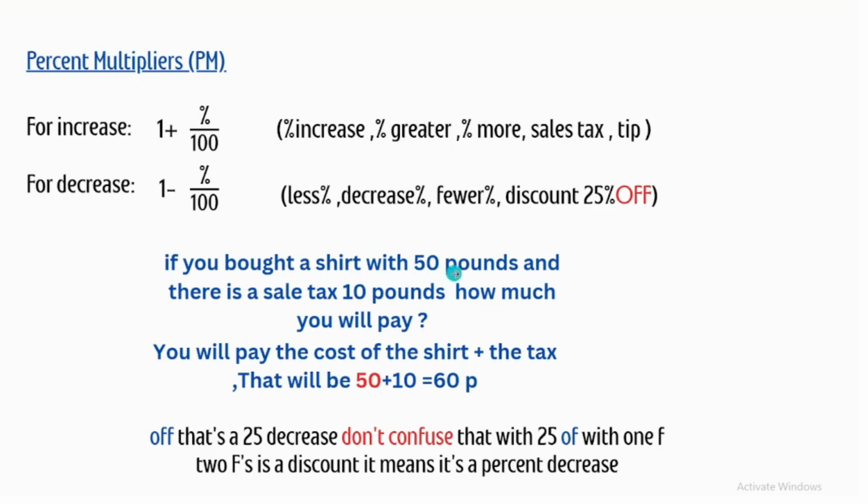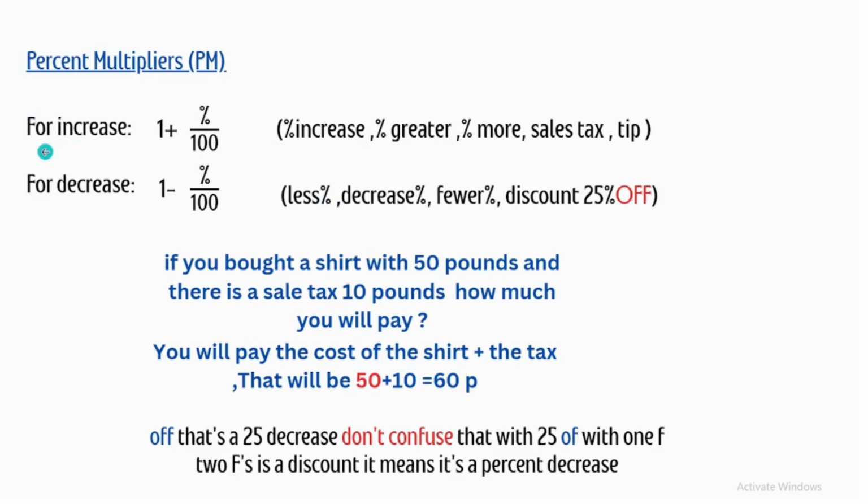If you bought a shirt for £50 and there is a tax of £10, think, what will you pay? There is £50. Will the £50 increase or decrease when you pay a tax? You will pay the cost of the shirt and also pay the tax. So the amount you pay will be increased. So you will pay the cost of the shirt plus the tax. That will be 50 plus 10 equals 60.